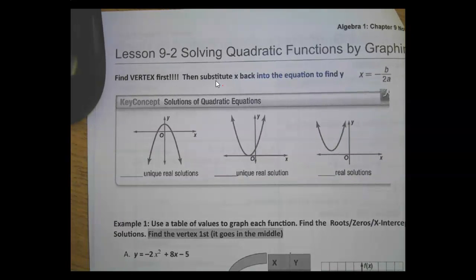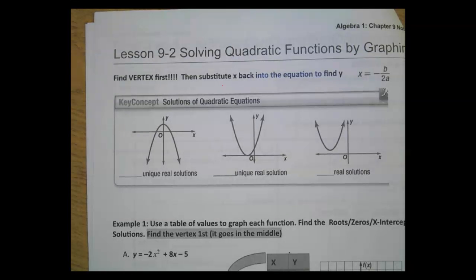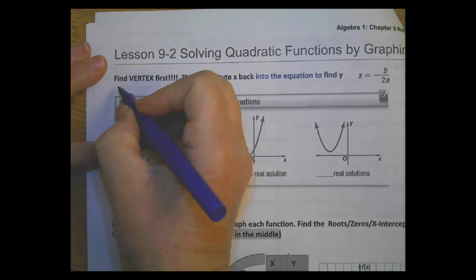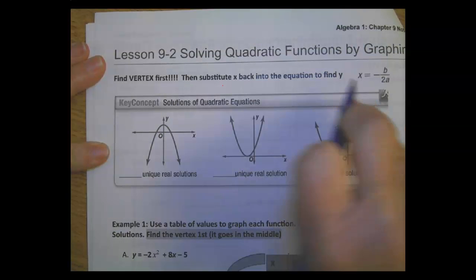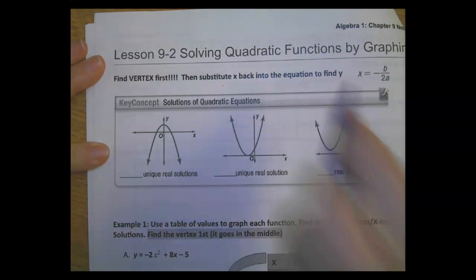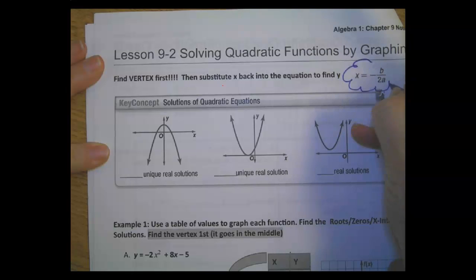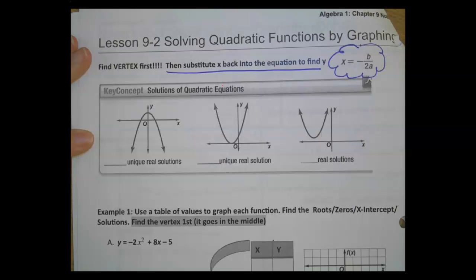Hi guys. Okay, so we're starting lesson 9.2, and this is going to last us a few days. This is how we graph these quadratic functions. So the first thing you need to do, again, is to find that vertex, and that's why that was so important. You find your x by using this formula, and then you substitute that x back into the equation to find your y. And there we go. That's how you find your vertex.